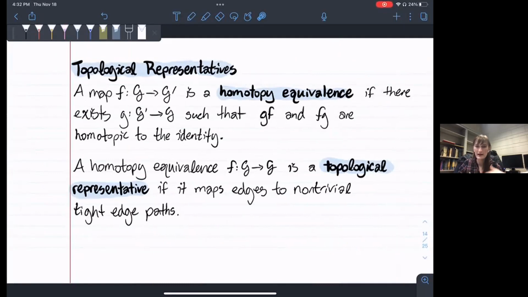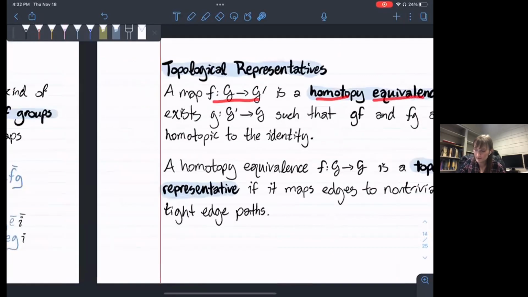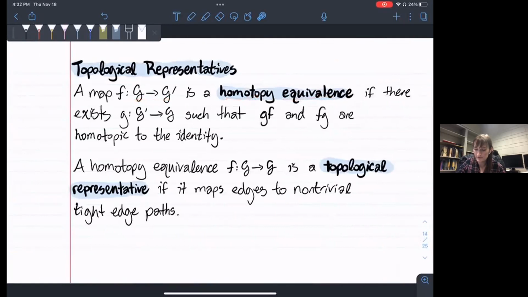So if I want to study outer automorphisms of fundamental groups of graphs of groups, it would be nice if I had a particularly nice class of maps to work with. So I'm going to tell you about what that class of maps is now. A map between graphs of groups is a homotopy equivalence if, it's exactly what you think it means, there's another map, G prime to G, going back the other way, such that GF and FG are both homotopic to the identity.